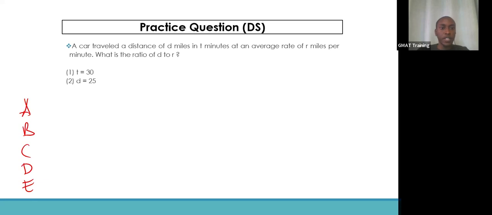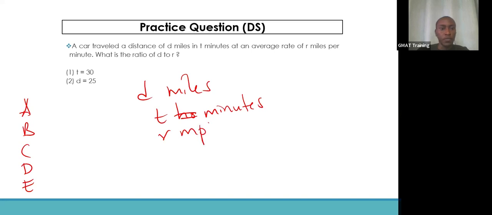A car traveled a distance of d miles in t minutes, rather than hours, at an average rate of r miles per hour. Or miles per minute, not hour. So miles per minute. What is the ratio of d to r? What's d over r?